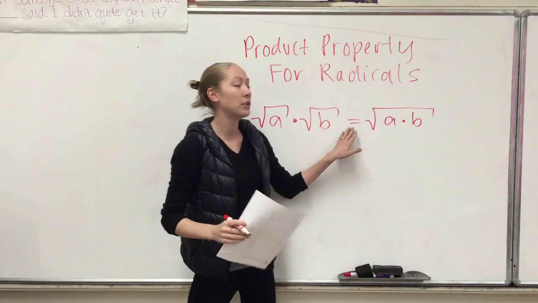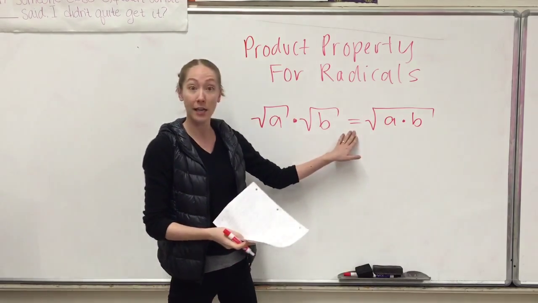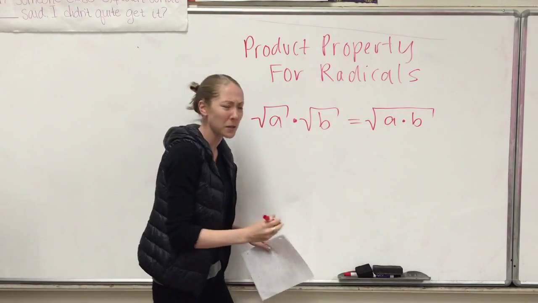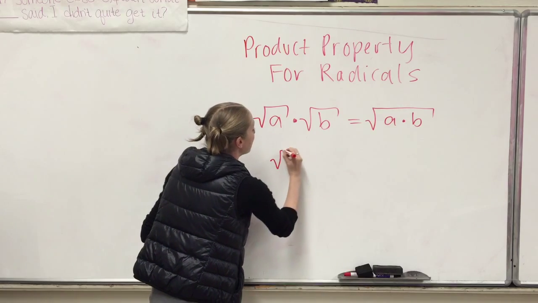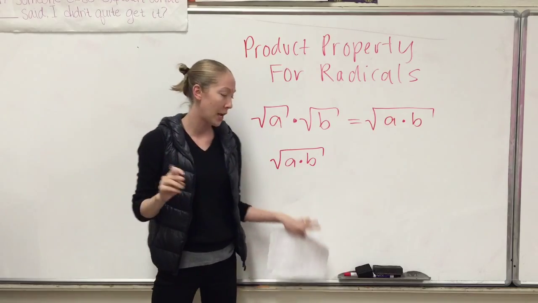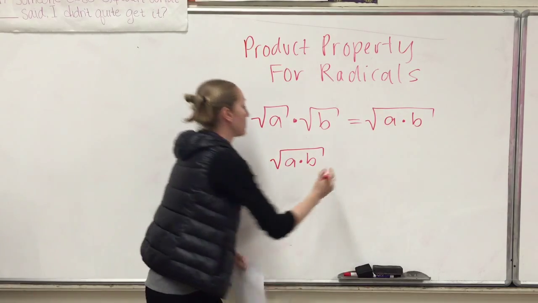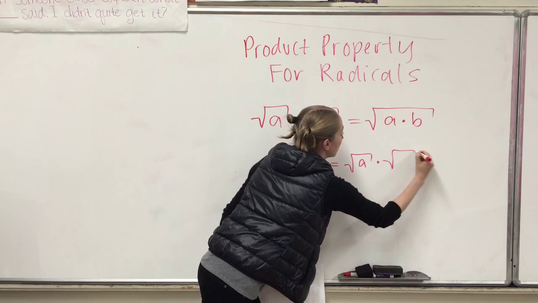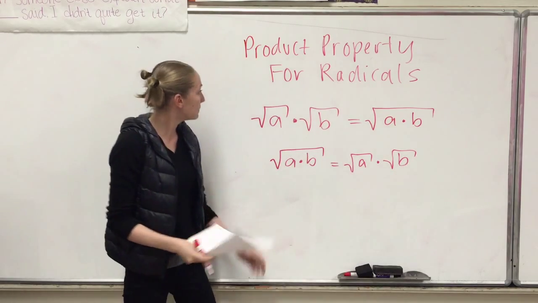Now equality has two directions, so we could also reverse our property here and say, you guys have seen this before, that if we have something that we could pull apart or separate with multiplication, like the square root of a times b, we can separate them into their own roots. Square root of a times the square root of b.